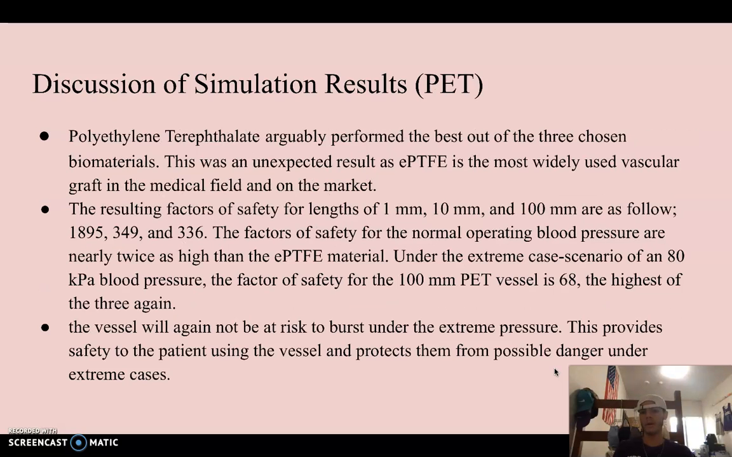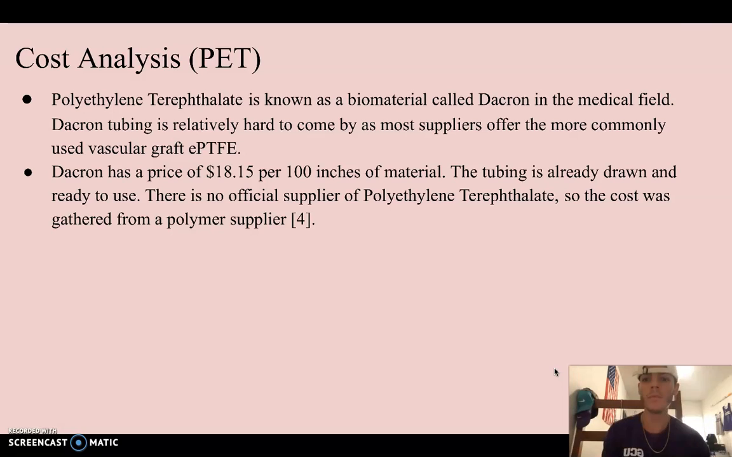And finally, the polyethylene terephthalate performed the best. The factors of safety were 1895, 349, and 336, which were twice or almost twice those of the ePTFE. In the extreme case scenario, the safety factor was 68, which is the highest of the 3, and it's not at risk to burst just because it's operating so far from the yield stress. So it's one of the materials in the running for the final decision.